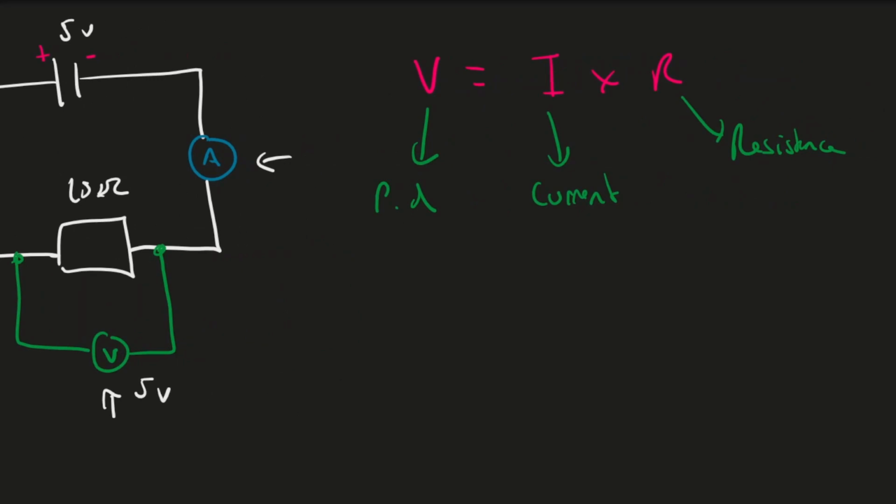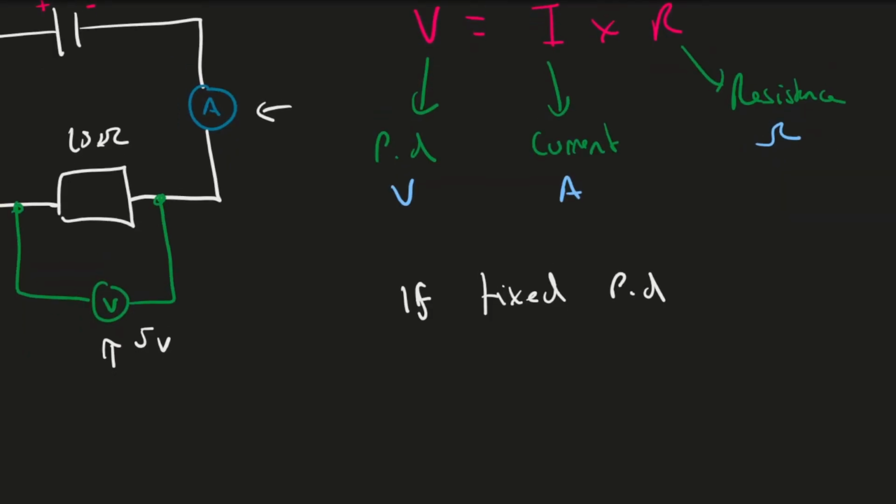So let's add some units onto our equation over here. Potential difference is measured in volts, current is measured in amps, and resistance is measured in this symbol we call ohms. And the key idea is that if your potential difference is fixed, then the current will decrease as the resistance increases. And the way we could write this is that the current is inversely proportional to the resistance. What that means is that the larger your current is, generally the smaller your resistance, and the larger your resistance, the smaller your current, if you have a fixed potential difference.